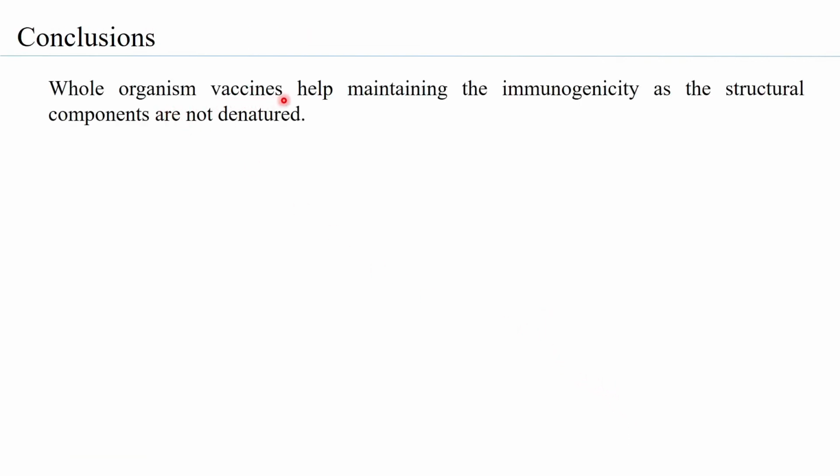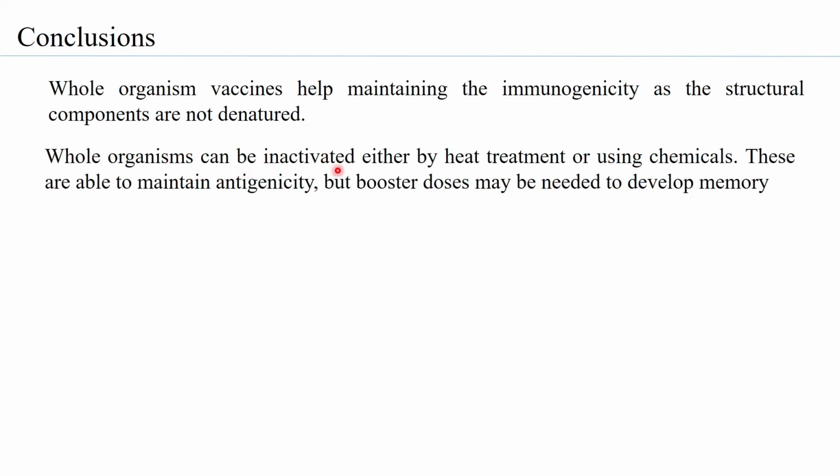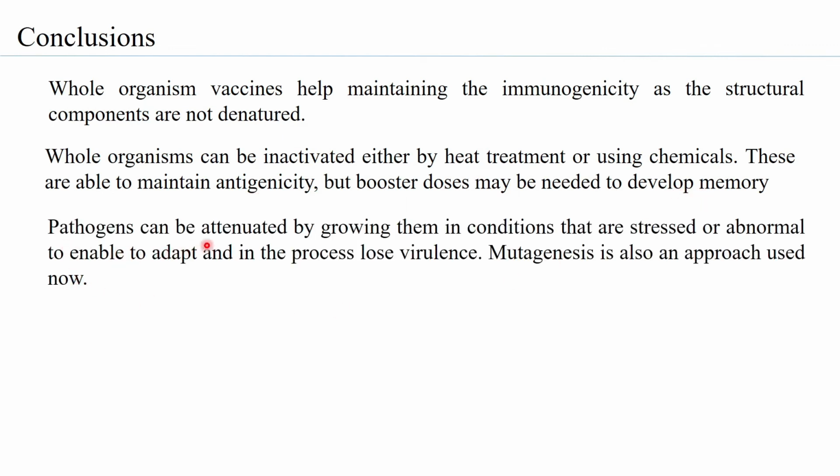So let us make the conclusions. Whole organism vaccines help maintain the immunogenicity as the structural components are not denatured. Whole organisms can be inactivated either by heat treatment or using chemicals. These are able to maintain the antigenicity, but booster doses may be needed to develop enough memory. Pathogens can be attenuated by growing them in conditions that are stressed or abnormal to enable them to adapt and in the process lose virulence. Mutagenesis is also an approach that is being used now.